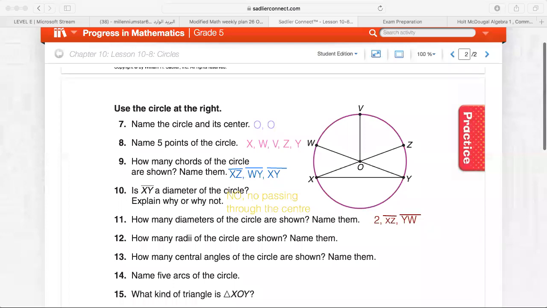Teacher, what does radii mean? Radii is the plural of radius, a line passing from the center to the circle.